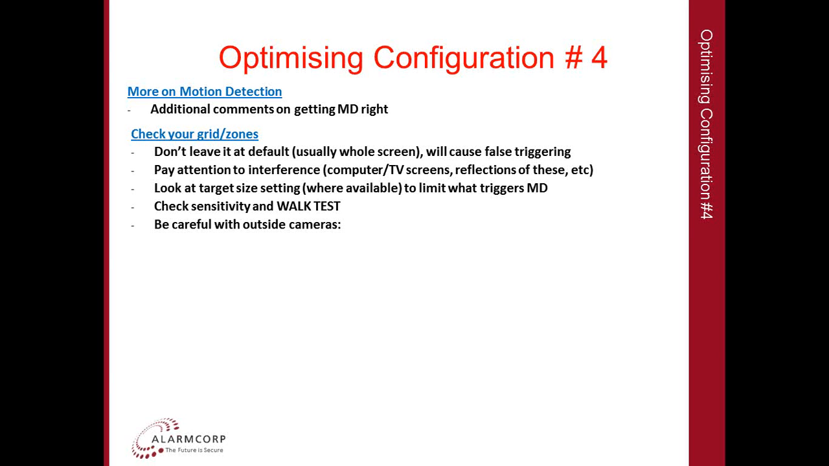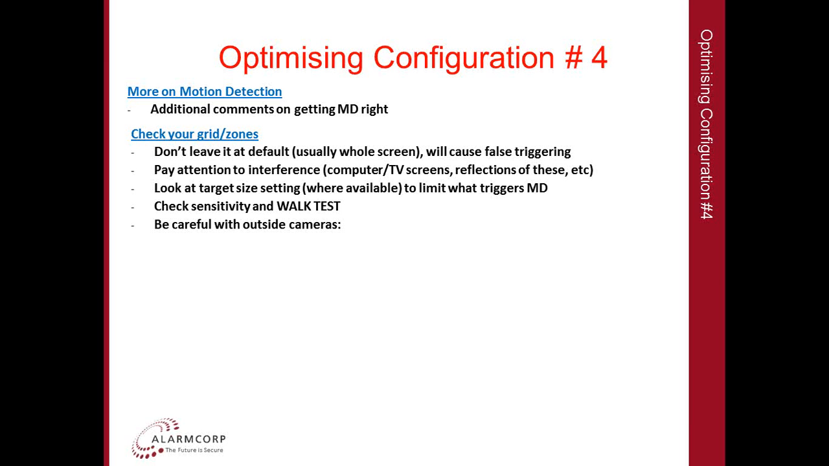Look at the target size setting where available. Now this is important because on some DVRs you can specify a minimum target size. What that means is, say you've got a warehouse where you might have a resident cat. If you set up your trigger zones to be large enough, the cat will not trigger the motion detection. However, a person walking through the system will.